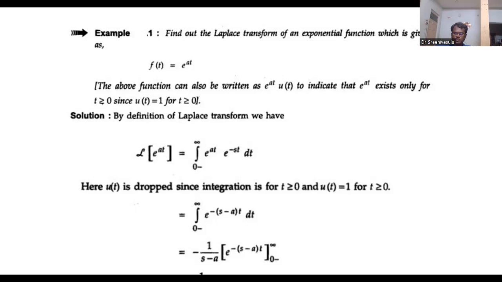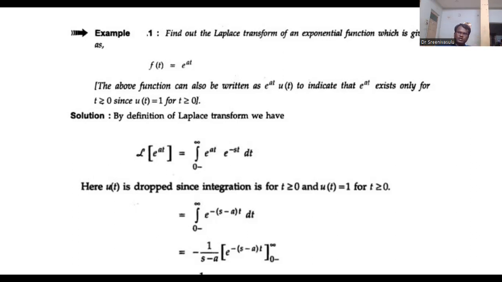This unit step function is 1 for time t greater than or equal to 0, and 0 otherwise. So the signal is a positive sided signal. It extends from 0 to infinity, but it is not a stable signal. It is an unstable signal. Now the limits change from minus infinity to plus infinity, to 0 to infinity. We apply the limits from 0 to infinity, e power at e power minus st into dt.